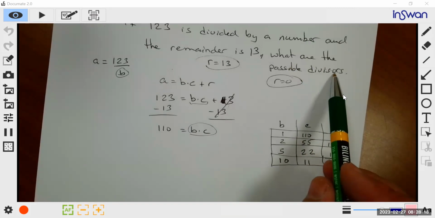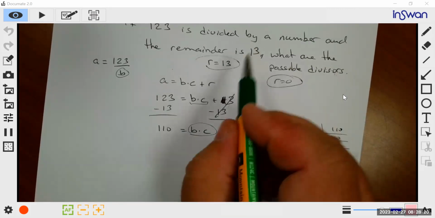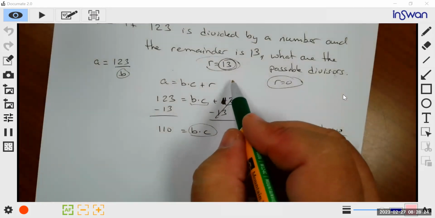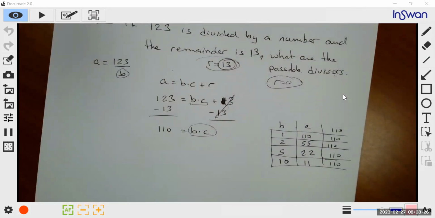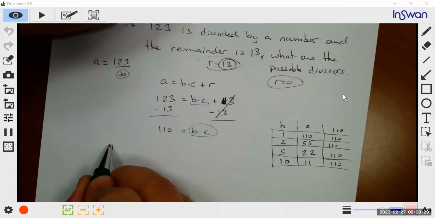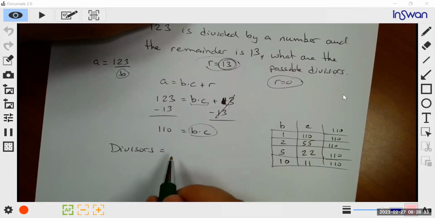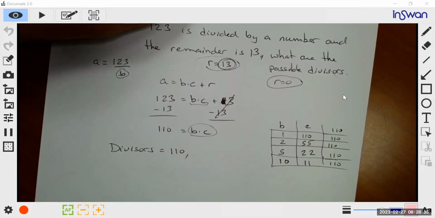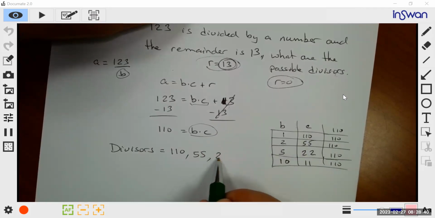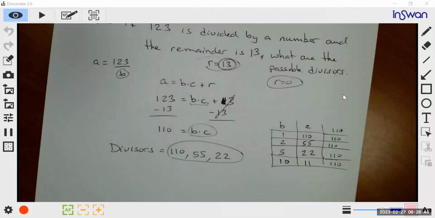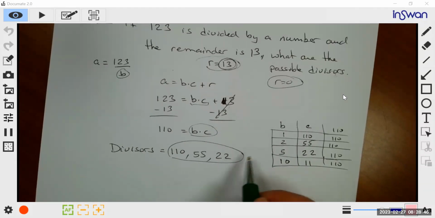So the possible divisors have to be bigger than 13, because if it was less than 13, then they wouldn't have a remainder of 13. So our possible divisors are 110, 55, and 22. Those are our possible divisors because they're greater than 13.